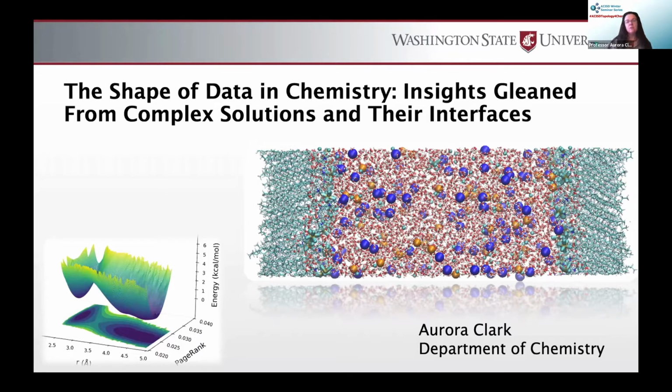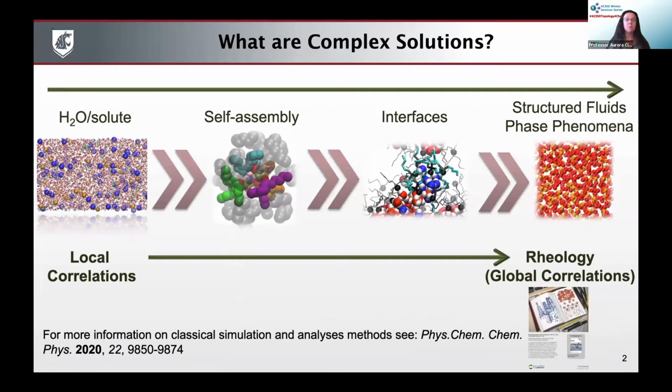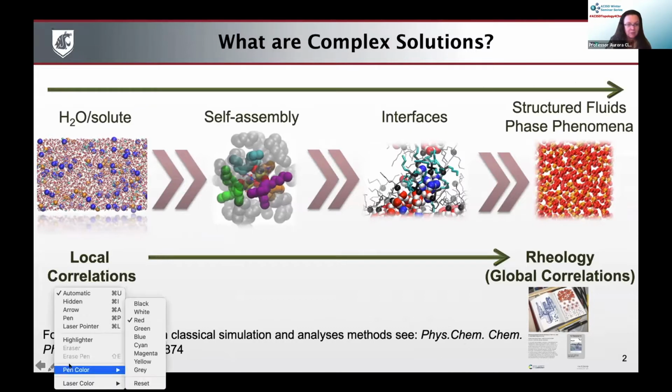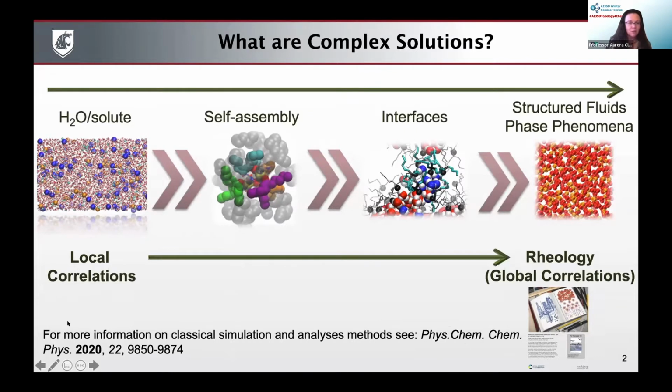And so first, let's address the question of what are complex solutions. According to my definition, these are any kind of multi-component solutions that range all the way from chemical solutions that have local correlations, like saltwater type solutions, to when you have amphiphilic molecules that may self-assemble, to phase separation type systems, so biphasic systems, or systems that are highly structured, for example, colloidal types of fluids.